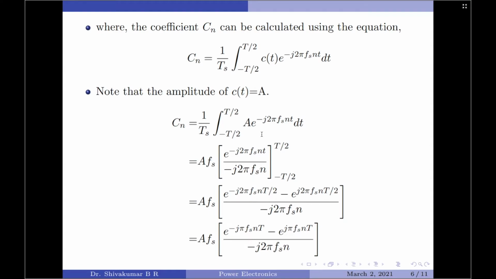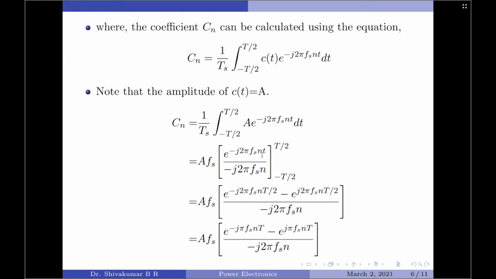Then let us integrate e to the power of x, which equals e to the power of x divided by the coefficient of x. Here the x is t and the coefficient of t is minus j 2 pi fs n. So, we will have e to the power of minus j 2 pi fs n t divided by minus j 2 pi fs into n.